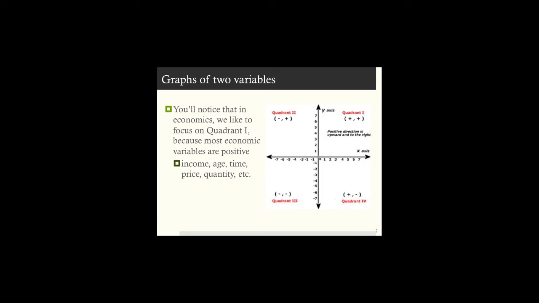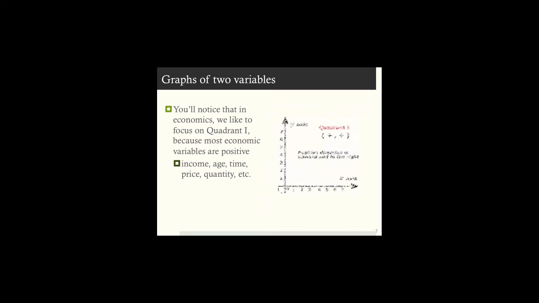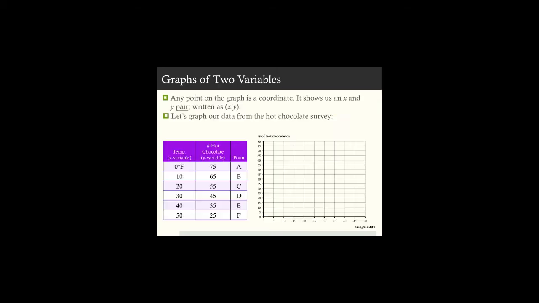You'll notice that in economics, we like to focus on quadrant 1 because most economic variables are positive. For example, income, age, time, price, and quantity are all positive variables. Any point on the graph or the quadrant is a coordinate, and it shows us an x and y pair, which is generally written as x comma y in parentheses.